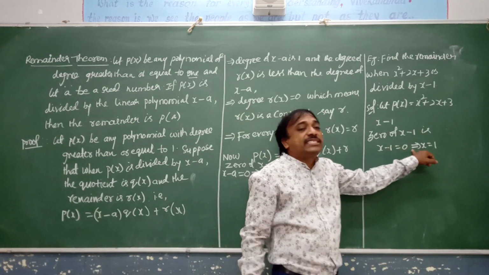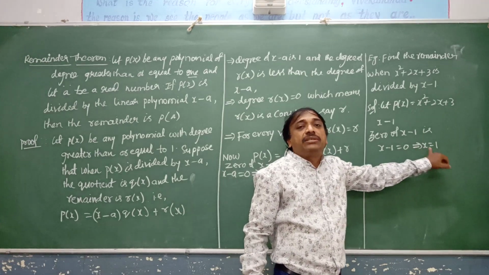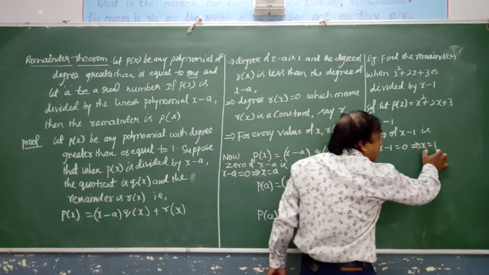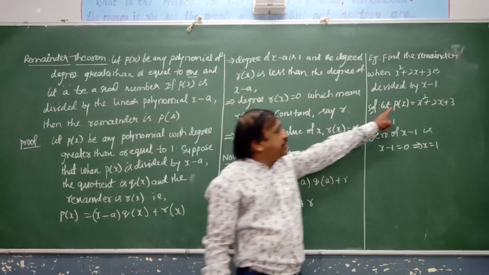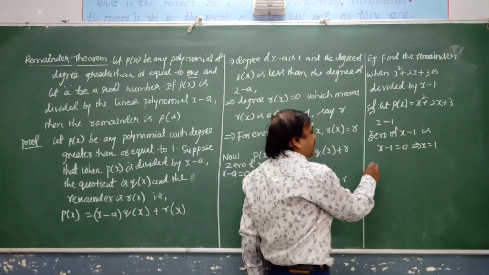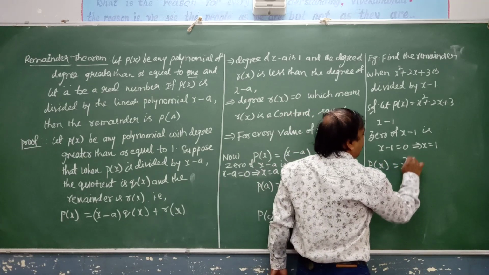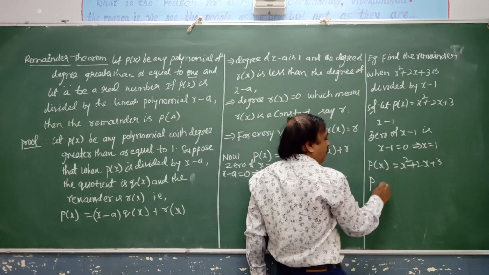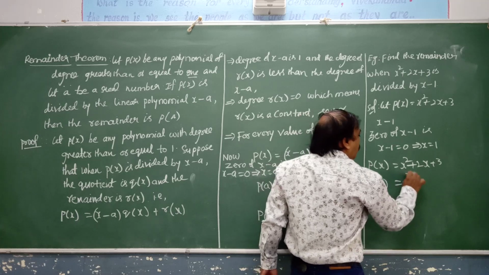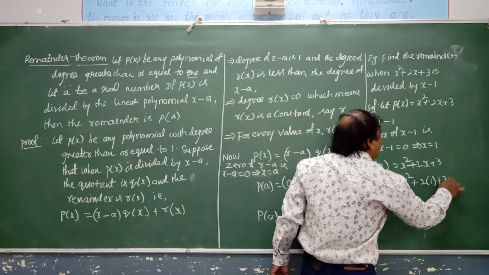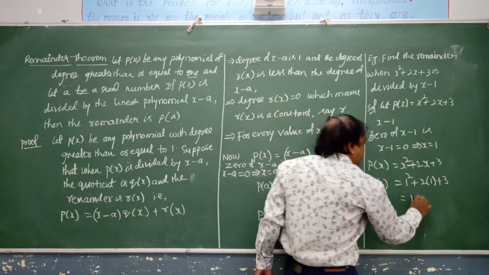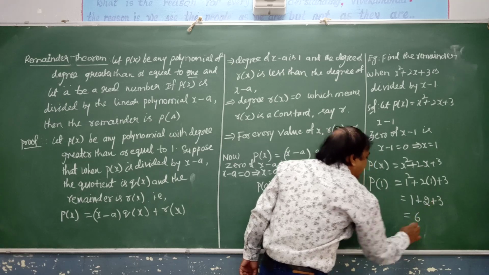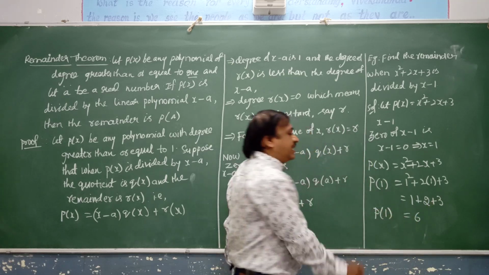If you transpose minus 1 to this side, it becomes 0 plus 1, which is nothing but x equals 1. Now we are substituting x equals 1 in place of x in the dividend. So p of x is equal to x square plus 2x plus 3. P of 1 is equal to 1 square plus 2 into 1 plus 3. 1 square is 1, plus 2 into 1 is 2, plus 3. So 1 plus 2 plus 3 is equal to 6. Therefore, P of 1 is equal to 6.